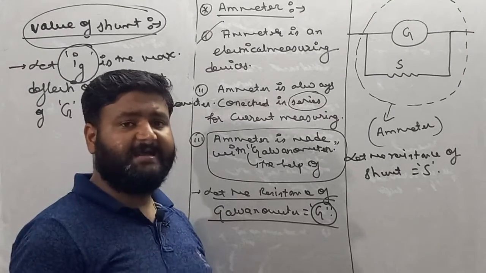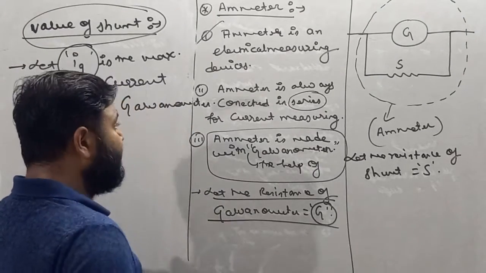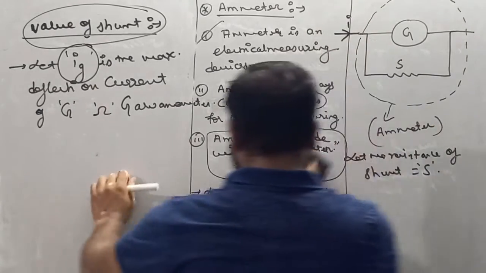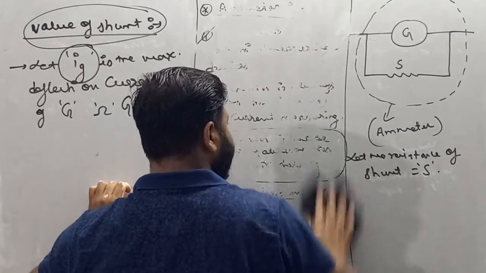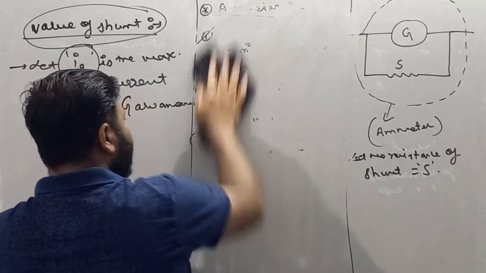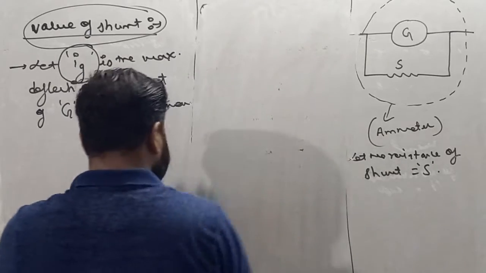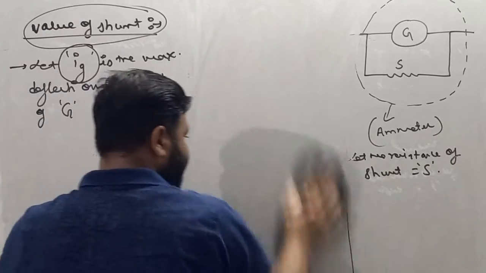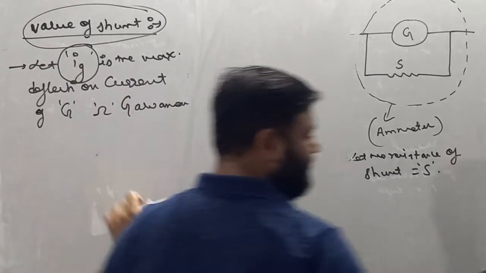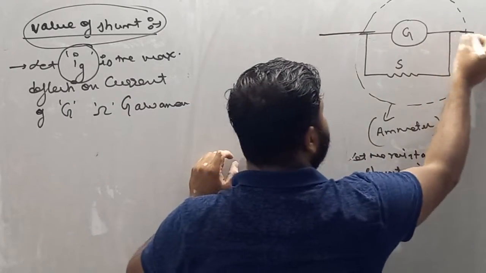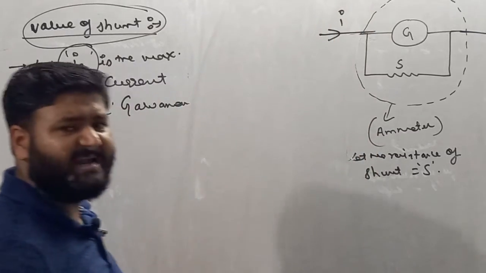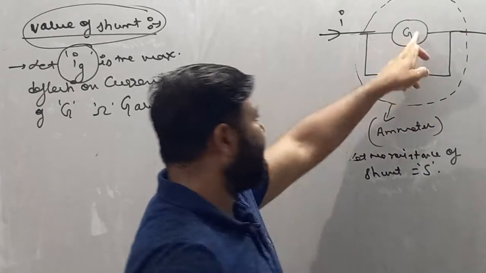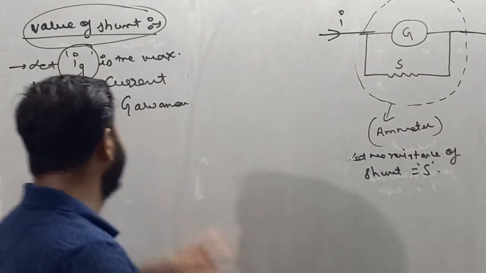Now see my dear student, let's suppose the input current is I. I am taking input current to be I, which is flowing in this ammeter. Try to understand. We have a galvanometer whose resistance is G, and this galvanometer shows maximum deflection at Ig current.